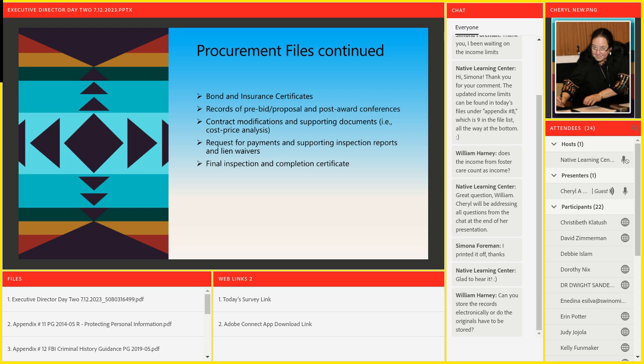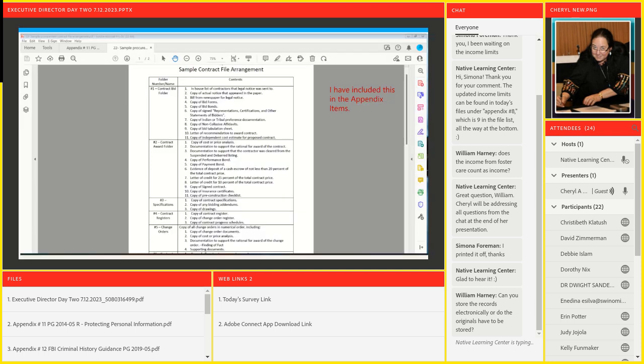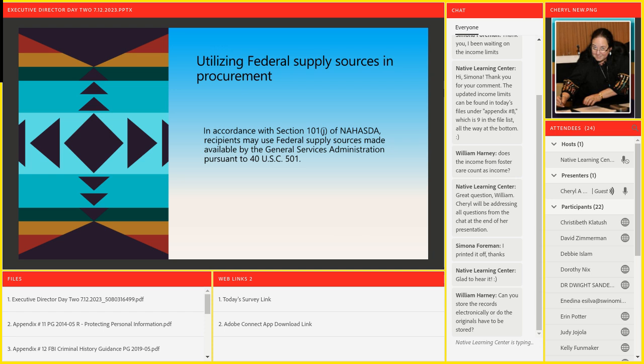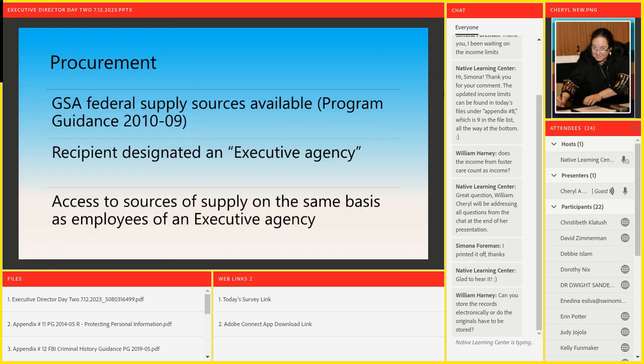You need to keep all your bonds, insurance certificates, your records of pre-bid proposal, post-award conferences, any type of contract modification with supporting documents, your cost price analysis, requests for payments, supporting inspection reports and lien waivers, and final inspection and completion certificates. There is a sample contract file arrangement in your appendix items that could be very, very helpful to you. We're allowed to utilize GSA, as is the tribe. We are designated as an executive agency. You can read about that at 2010-09.